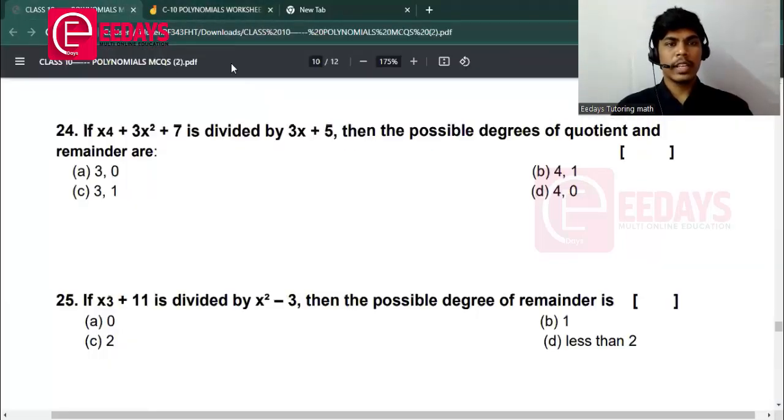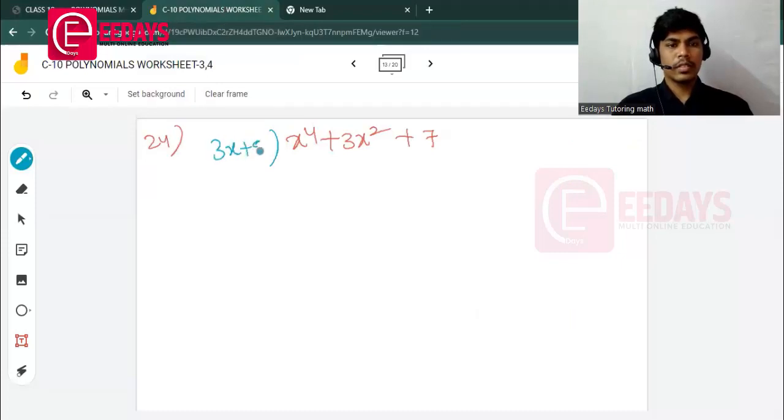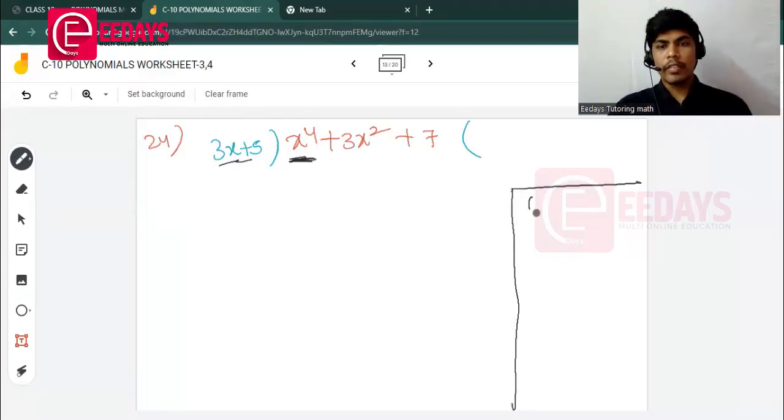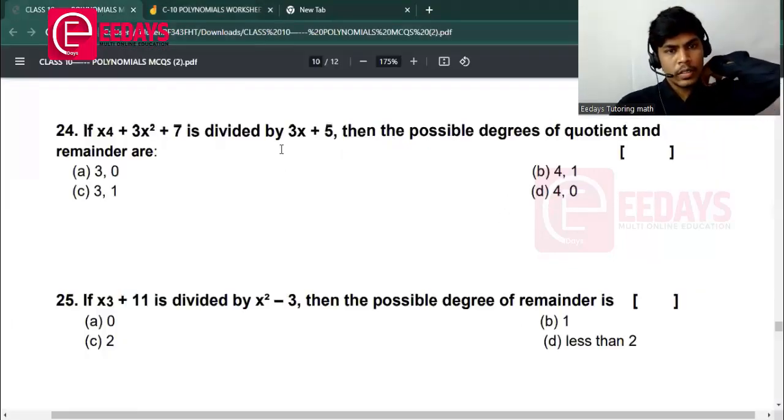We are dividing by 3x plus 5. What do we get? First of all, 3x plus 5, if you multiply with what, we get x power 4? Shall we do the rough part? Yeah, we can, because division algorithm problems are not an easy task. Let us do the rough part. If you multiply 3x plus 5 into x cube, what are we getting?